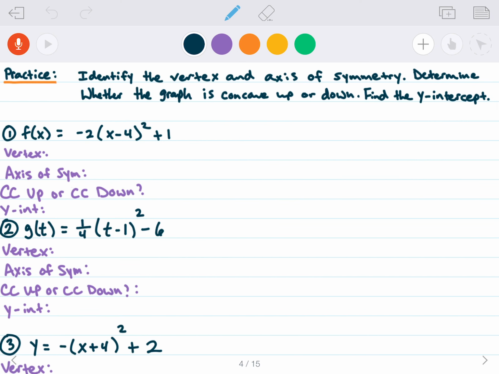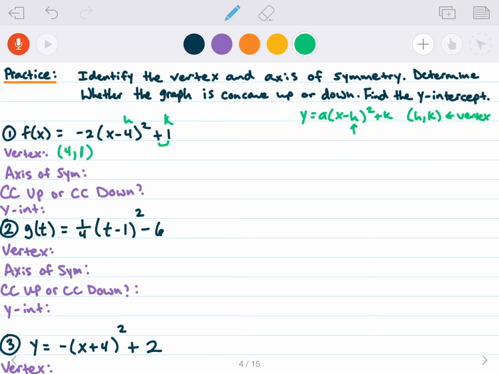Okay, so let's do some practice with this. We're going to identify the vertex and the axis of symmetry, and we're going to see whether the graph is concave up or down based on the a value, and also the y-intercept. We're going to figure out what that is. So the first thing is the vertex. I'll write vertex form over here. We have a times x minus h squared plus k, where h comma k is the vertex. So let's look at our first example. Here we can see that the h value that matches our formula is 4, and our k value that matches our formula is positive 1. Therefore, our vertex is 4, 1.